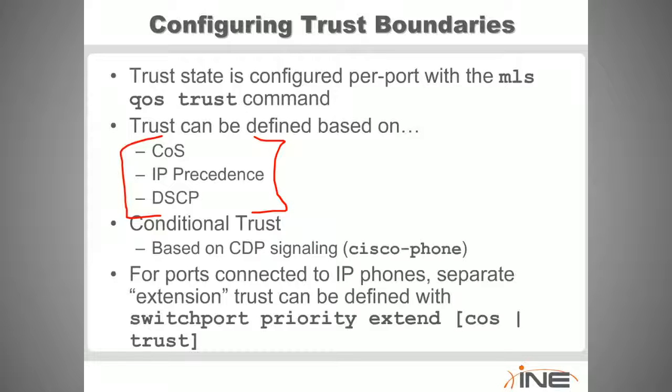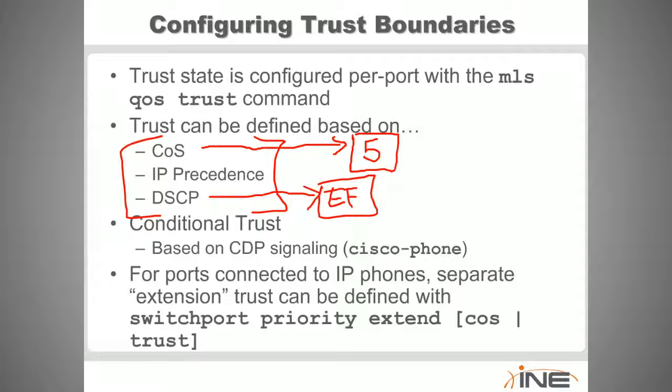So for example, a video conferencing application may be sending traffic that is marked as DSCP EF, which is for the high priority expedited forwarding. So in that case, we would want to tell the port to trust the traffic based on the DSCP. Whereas with IP telephony, at least with the Cisco phones, most of the time you can just trust the class of service, because the phone itself will mark its phone call as class of service 5.